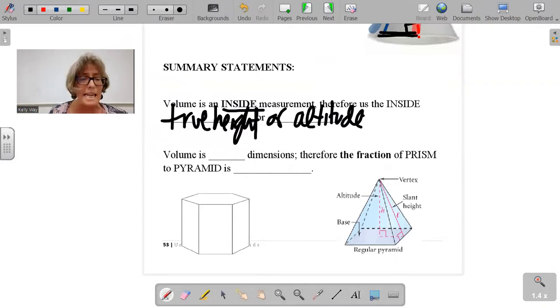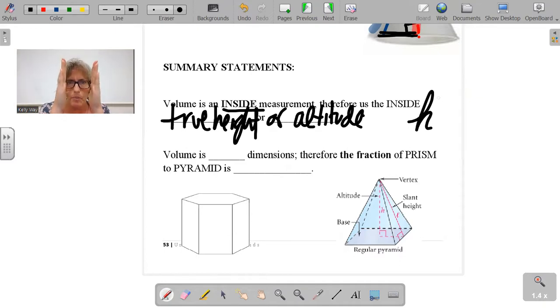Volume is an inside measurement. Therefore, you use the inside true height. You don't use the slant height for volume. So you're going to use the inside true height, also known as the H. And put your hands like this real quick. Go like that. Go straight up and down.